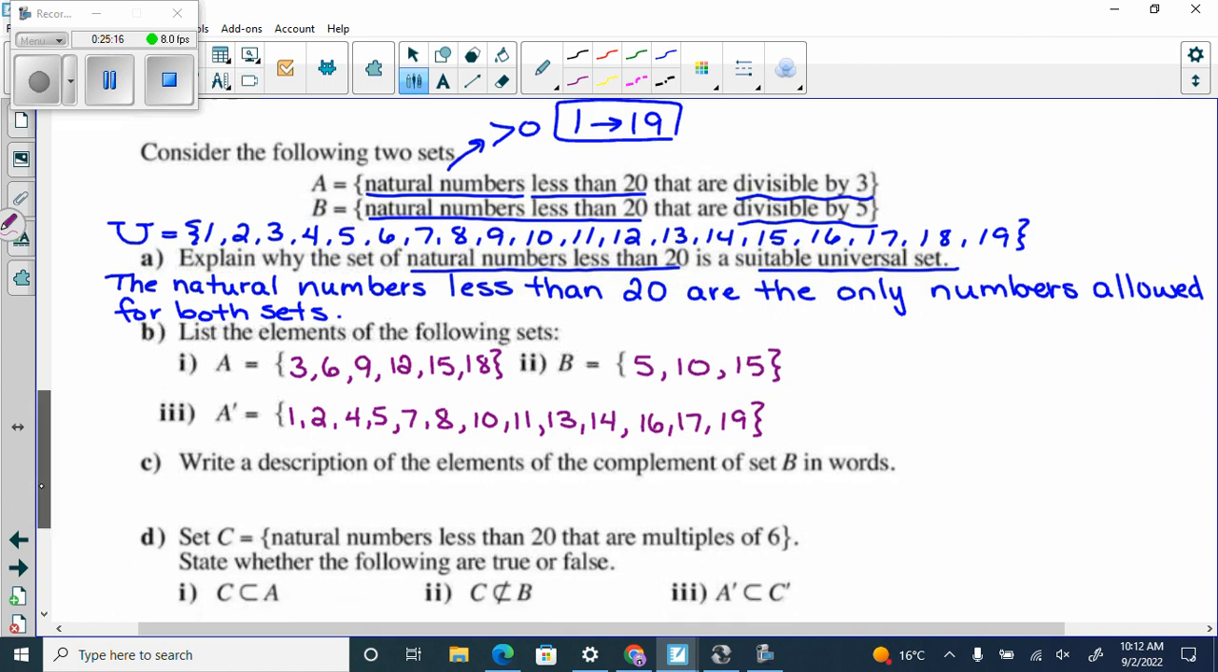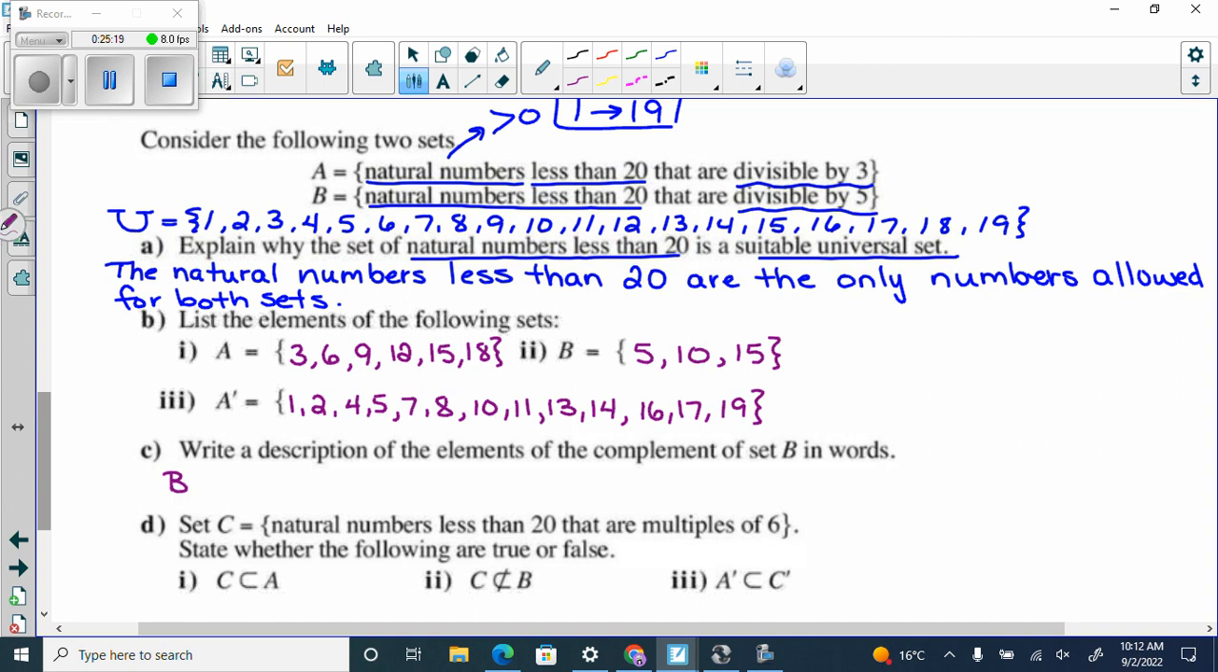So write a description. So we'd go B complement equals the natural numbers less than 20 that are not divisible by 5.